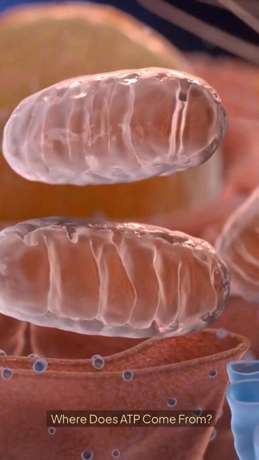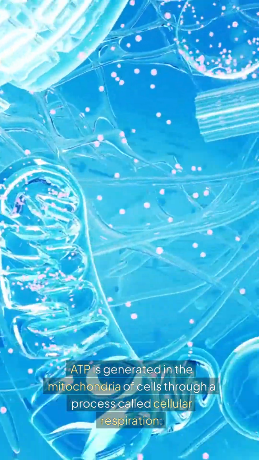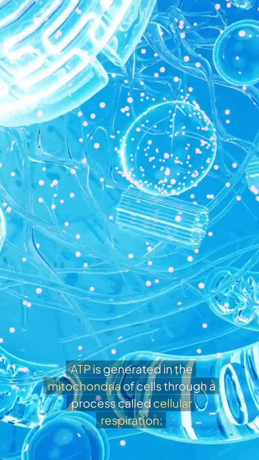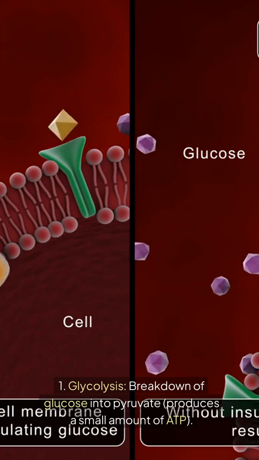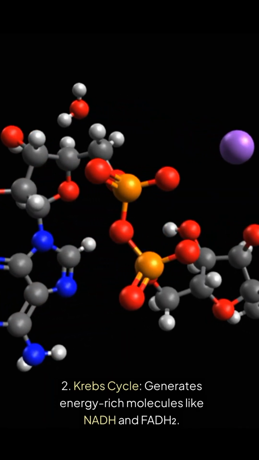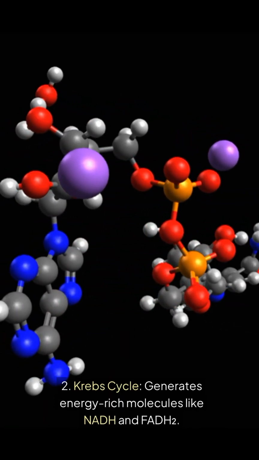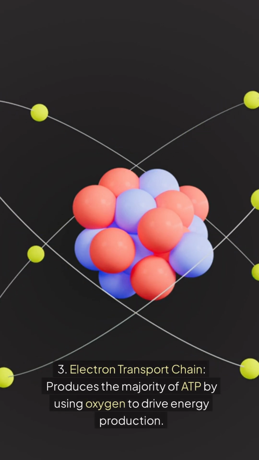Where does ATP come from? ATP is generated in the mitochondria of cells through a process called cellular respiration. 1. Glycolysis, breakdown of glucose into pyruvate, produces a small amount of ATP. 2. Krebs cycle, generates energy-rich molecules like NADH and FADH2. 3. Electron transport chain, produces the majority of ATP by using oxygen to drive energy production.